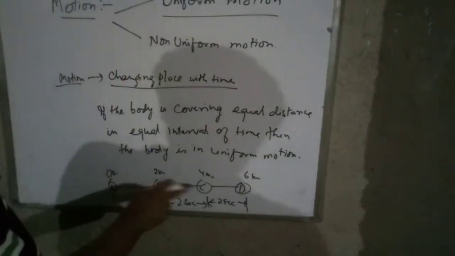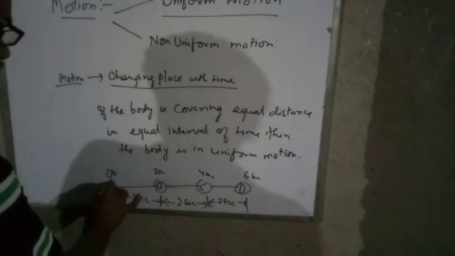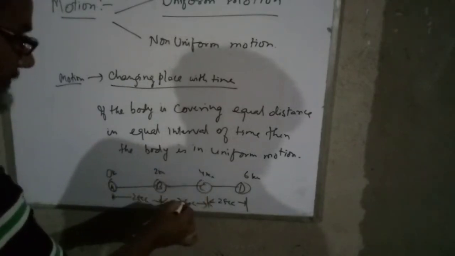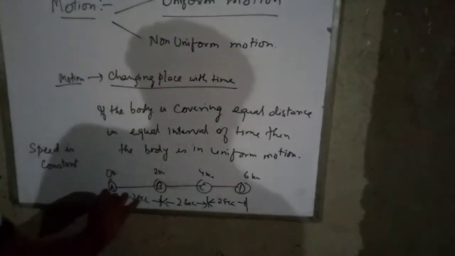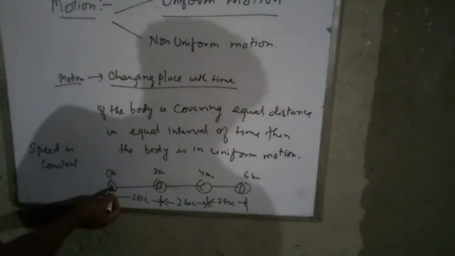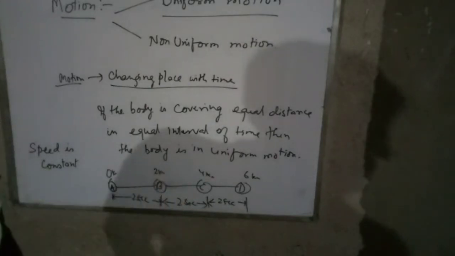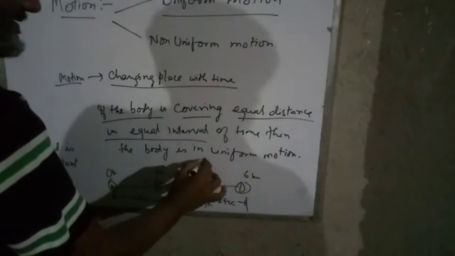Here you can think that equal interval of time is represented. From A to B it is 2 seconds, from B to C it is 2 seconds, from C to D it is 2 seconds. And the change of position means 2 kilometers in 2 seconds, another 2 kilometers in 2 seconds, another 2 kilometers in 2 seconds. It means the speed is constant in every interval. So if the body is covering equal distance in equal interval of time, then the body is in uniform motion.